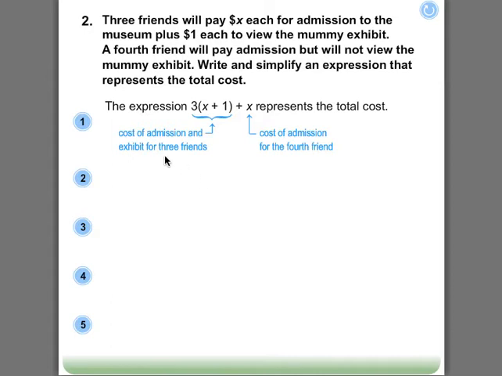Okay, and let's just talk about this for a minute. This is 3 people paying the cost of admission, which is x dollars, and the mummy exhibit. So they're paying x dollars plus $1. And then one friend is just paying for the museum, which is just x dollars, the cost of the admission for the 4th kid. Okay, 3 times (x plus 1) plus x.